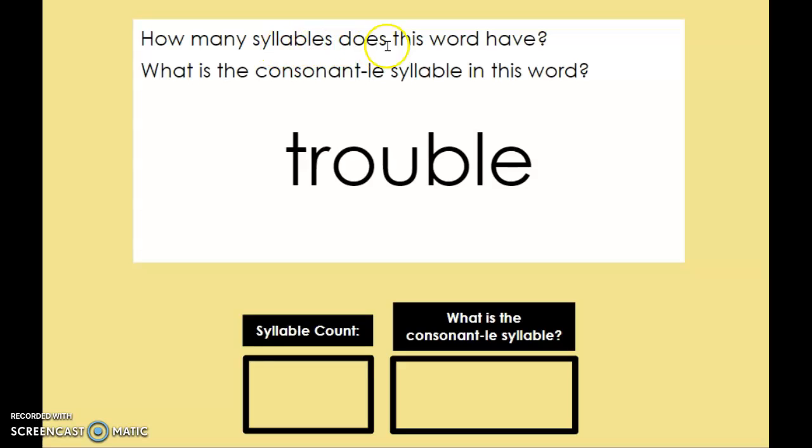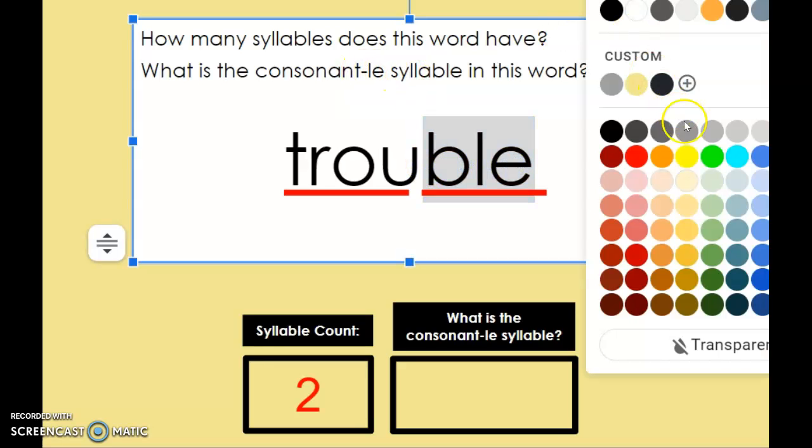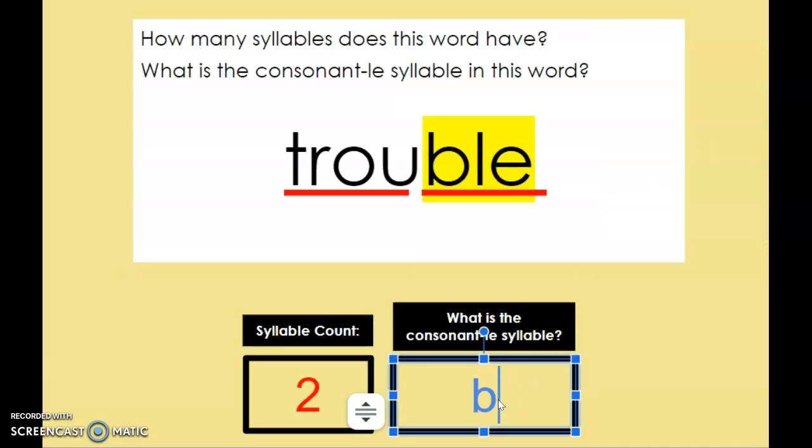Trouble. How many syllables does this word have? Trouble. 2 syllables. What is the consonant LE syllable in this word? Well, it has 2 syllables, and I know the consonant is any letter that is not a vowel followed by an LE. Aha. I see that right here. B-L-E is my consonant LE syllable.